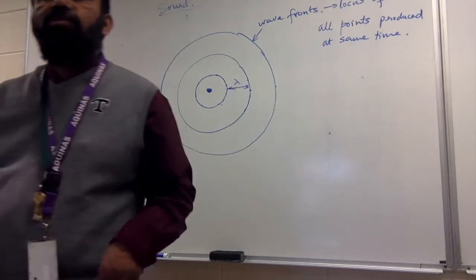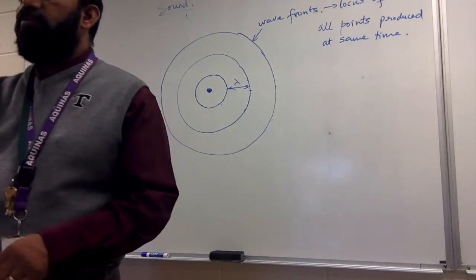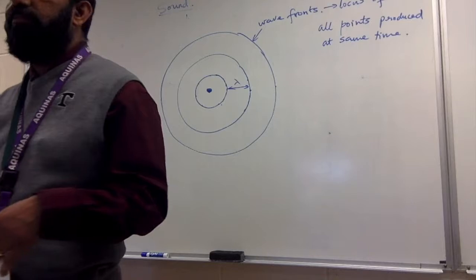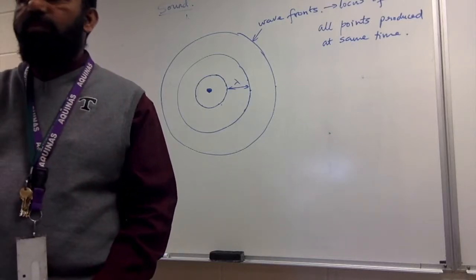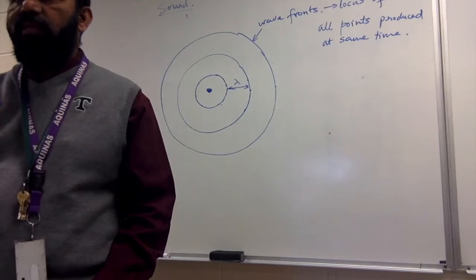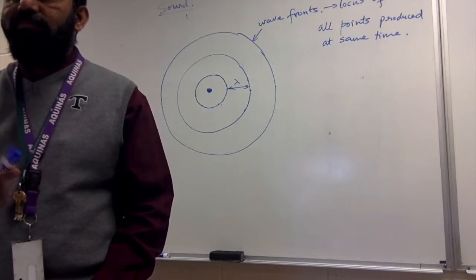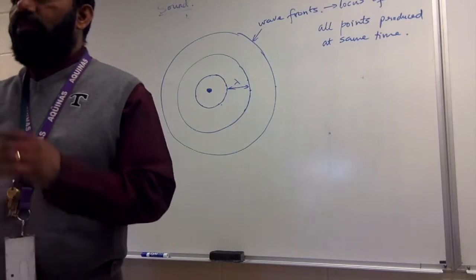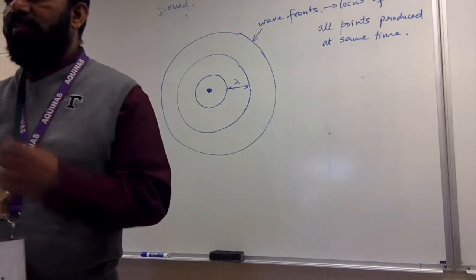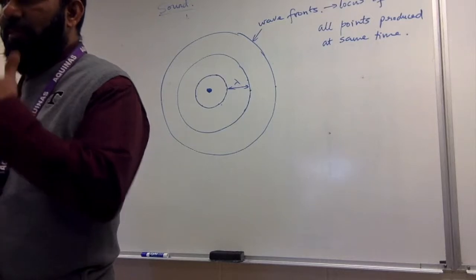If I ask you this question, what is the locus of all the points which are at the same distance from me? What do you get? What is the locus of all the points which are at the same distance from me?